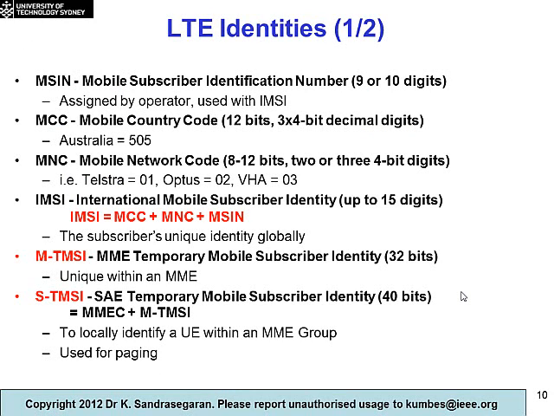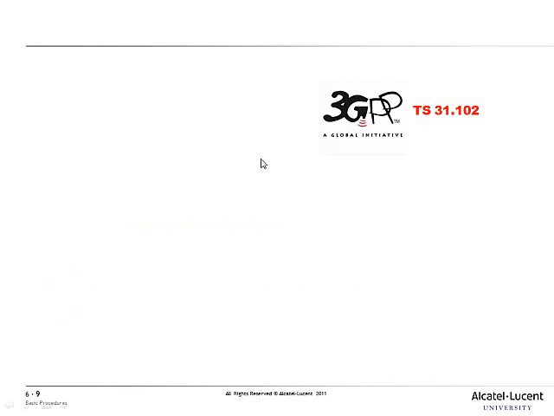So on the next slide, a couple of things. I've just put this slide here for those who may have not come across these terms before. In 2G and 3G as well as in 4G, we have a number of identifiers that are used for different things. So you have MSIN, which stands for Mobile Subscriber Identification Number.